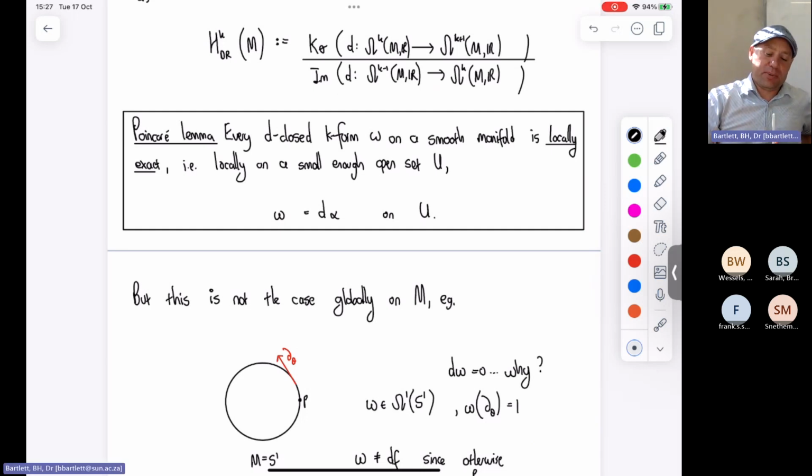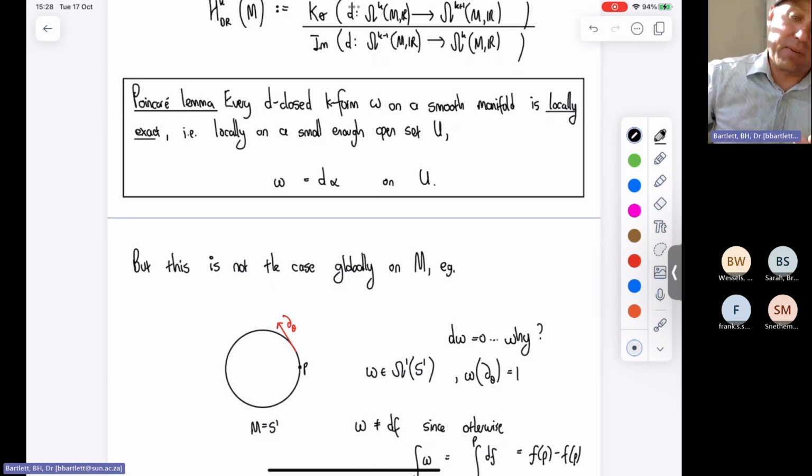It's closed because D of omega would be a two-form, and you can't have a two-form on a one-dimensional manifold because the highest degree of the top exterior power is the dimension of your manifold. So D omega is 0 just for dimension reasons. So it is a closed one-form, but is it equal to D of a 0-form, that is, D of a function? I'm just going to give you the intuitive idea of why that's not the case.